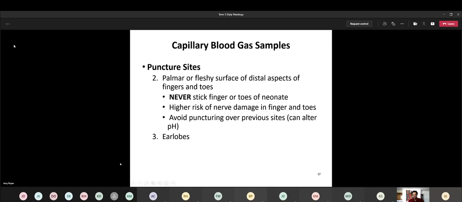Okay, and of course, with newborns, we're never going to stick their fingers or toes ever. So your best bet is always just to focus on the heel, whether you're dealing with a brand new newborn or even an older neonate.